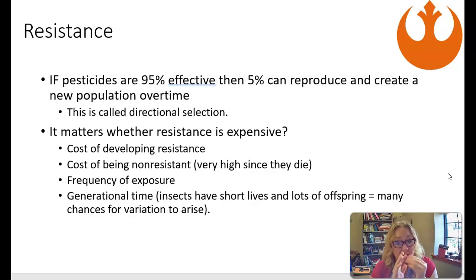So let's say you have a pesticide that's 95% effective, but Bayer asks you to leave a strip, right? Don't spray the pesticide in one strip of your field. Why? Why would you want to do that? You can pause it and think about it.